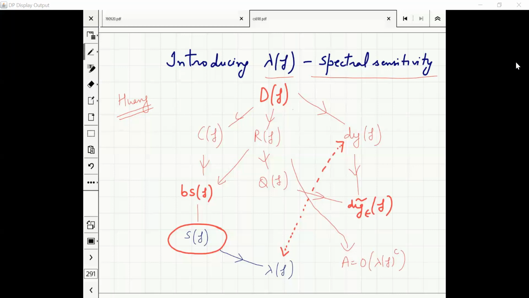What Huang showed was if you choose A to be degree of f and C to be equal to 2, then this is true. And once you relate sensitivity, or actually lambda, with any of the complexity measures, you are done. So Huang's result was degree of f is less than lambda f.